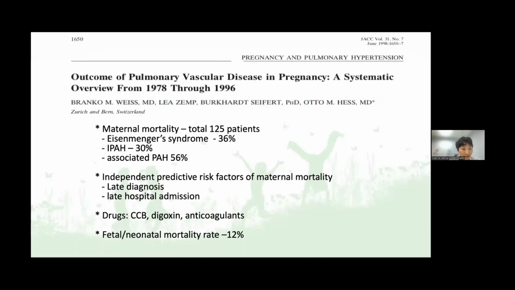So this is an early study from 1978 to 1996 from Switzerland. You can see these numbers are pretty scary, and the maternal mortality during pregnancy was 36% for Eisenmenger syndrome, and 30% for primary PAH, and 56% for associated PAH. And this is almost 30 years ago, before we had inhaled or intravenous prostacyclin.